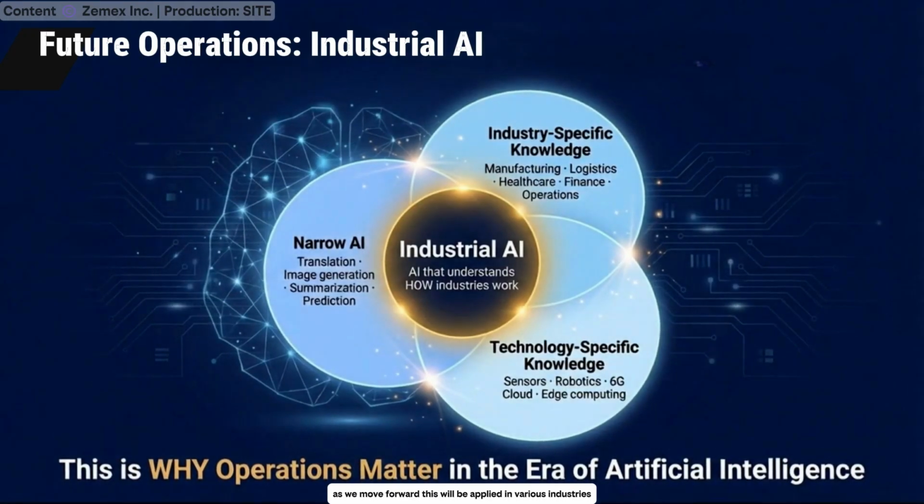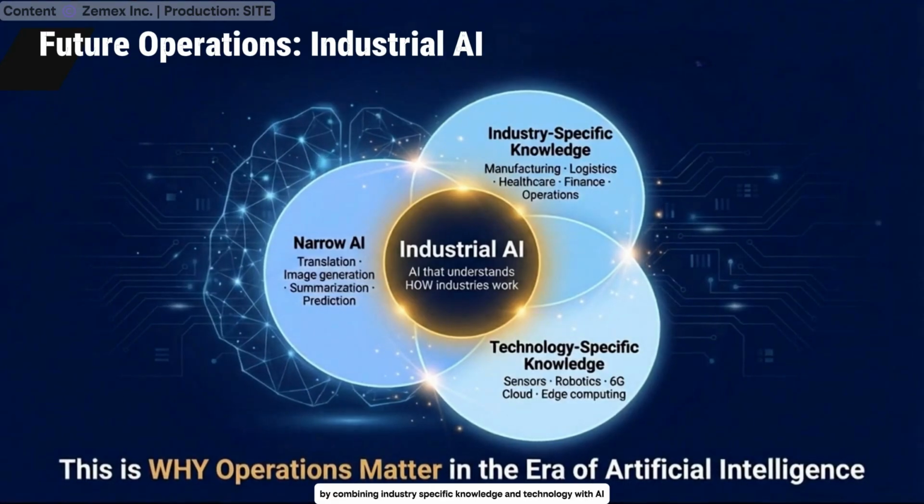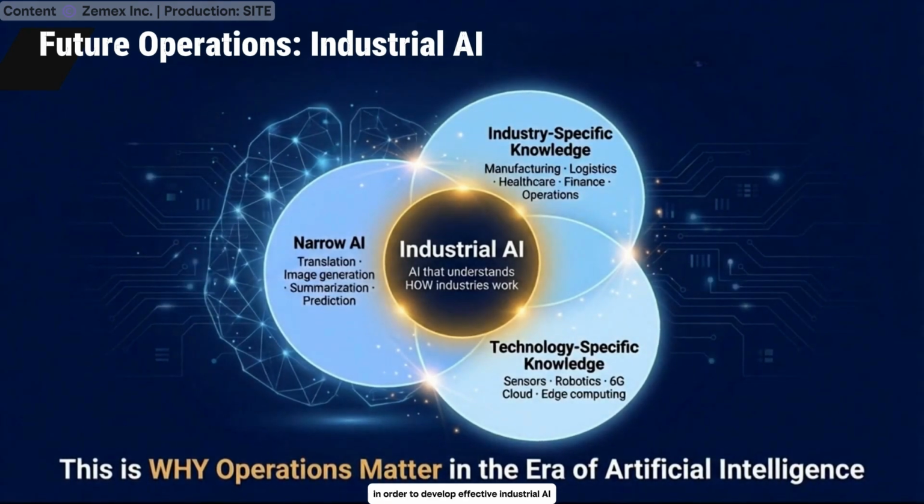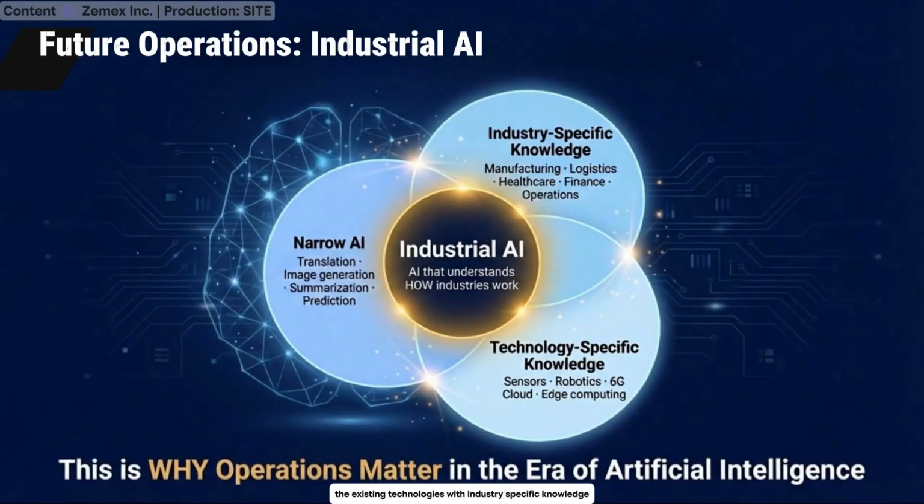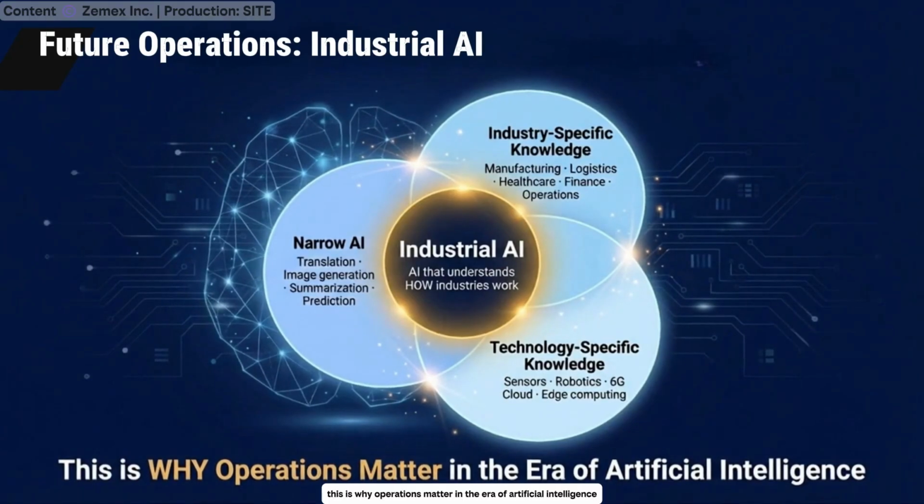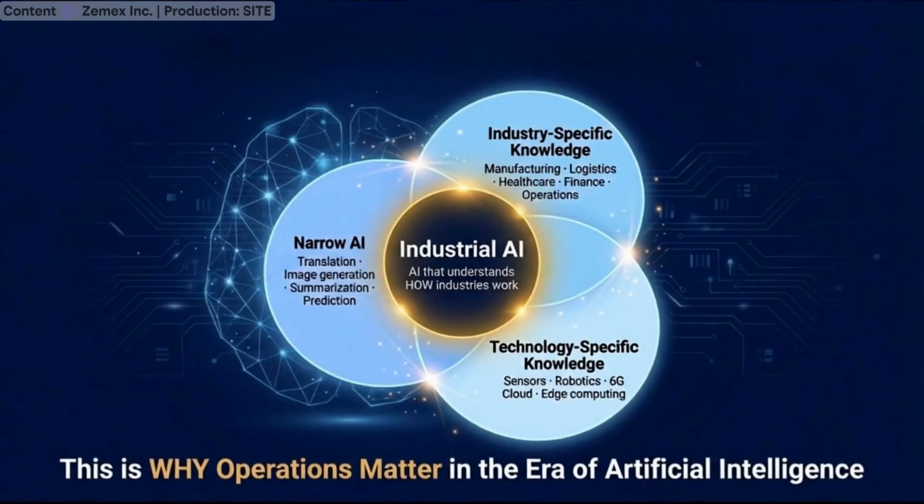As we move forward, this will be applied in various industries by combining industry-specific knowledge and technology with AI, which will make industrial AI available. In order to develop effective industrial AI, we need to understand how industries work, the existing technologies with industry-specific knowledge, and the available data. This is why operations matter in the era of artificial intelligence.